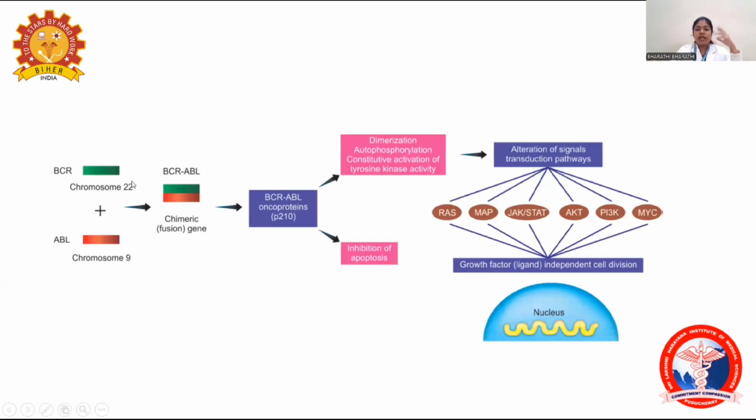Again, you can see this is another diagrammatic representation. There is fusion between BCR and ABL. ABL is present in chromosome 9. BCR is present in chromosome 22. So there is fusion, BCR-ABL fusion gene. And it is BCR-ABL oncoprotein. So this causes growth factor independent cell division. Okay.